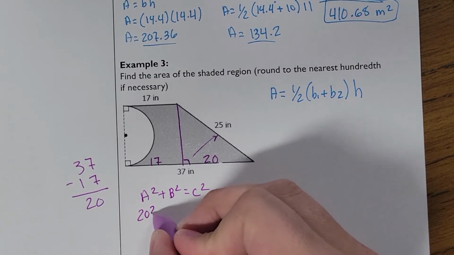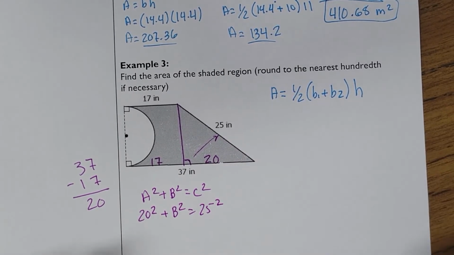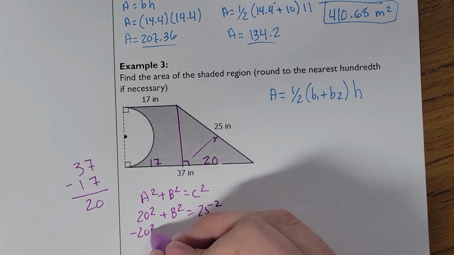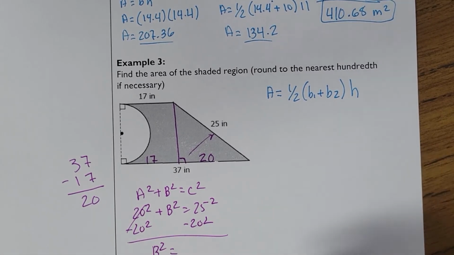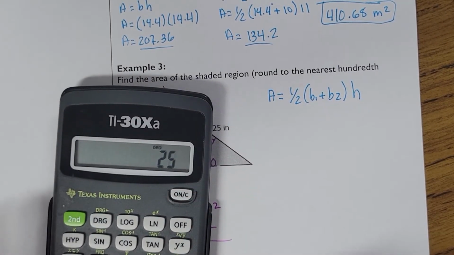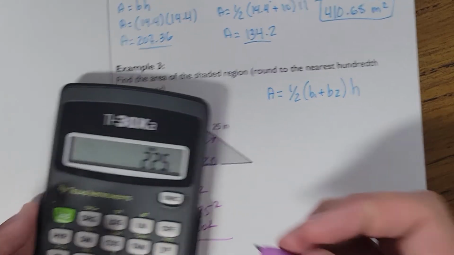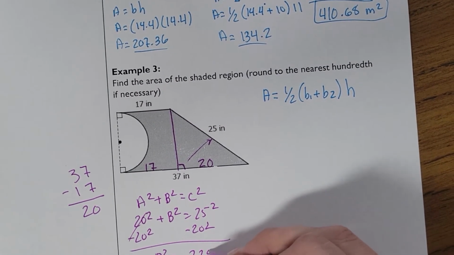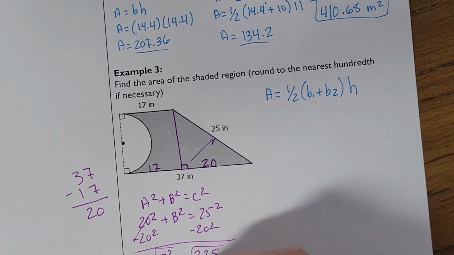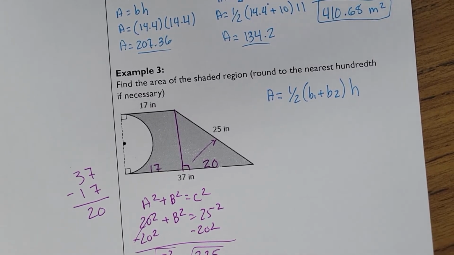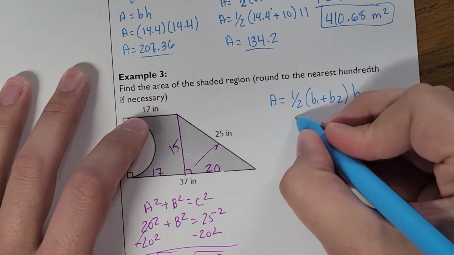So we can make a 20 squared. We're solving for b squared, and the 25 is the hypotenuse, so that has to be c. So I'll subtract 20 squared from both sides. B squared equals 25 squared minus 20 squared. So 25 squared minus 20 squared, and I get 225. Square root both sides, and you get 15. So now I know that height is 15, so now I have the important things I need.